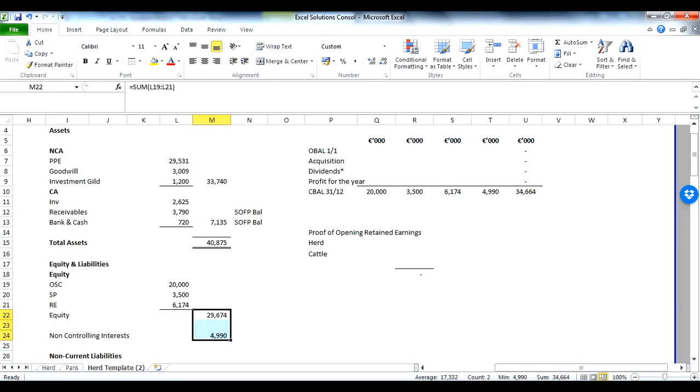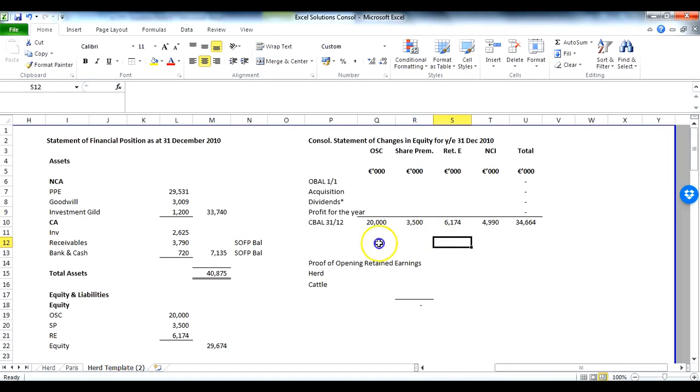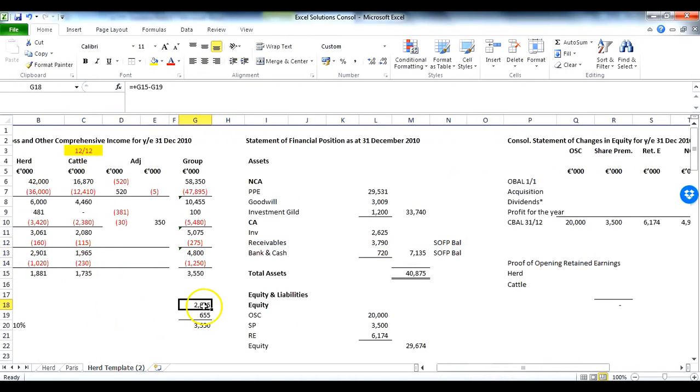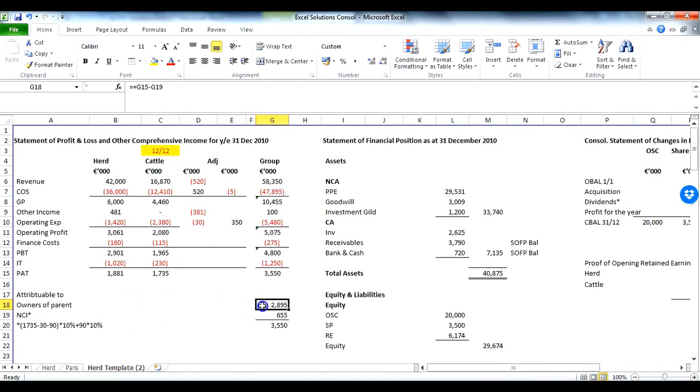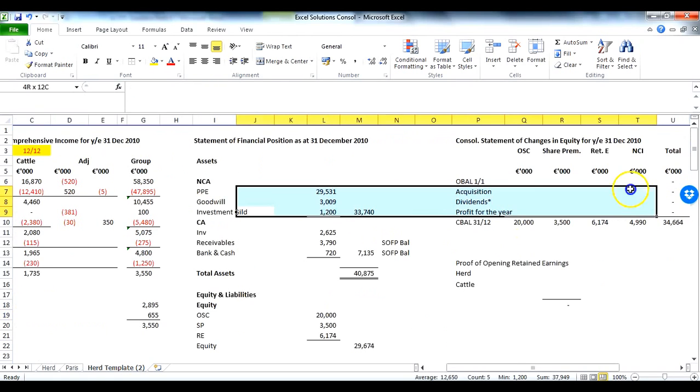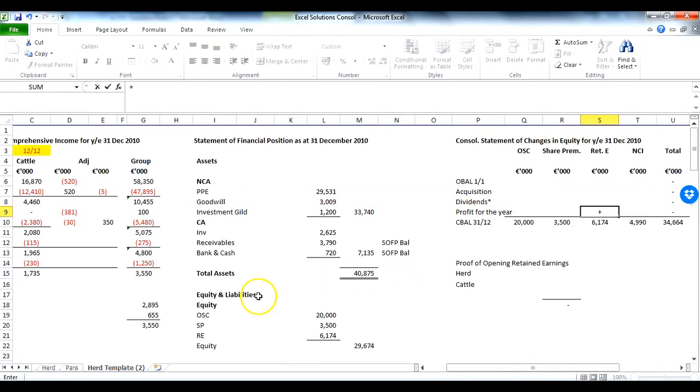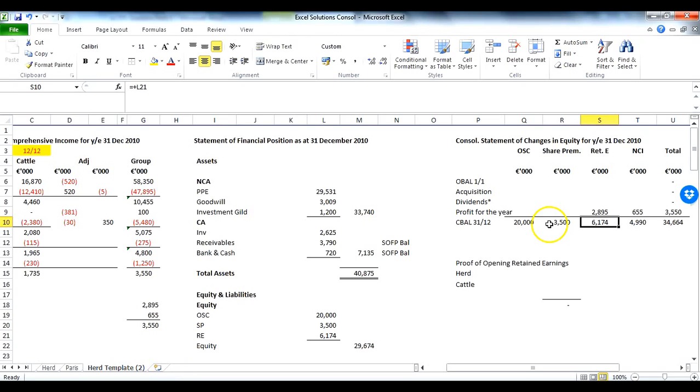So in total 34664, which matches here. We know we had profit for the year, so let's just sub it in. This much was going to the parent in retained earnings, and this much, 655, goes to the NCI. So here 2895, and here is 655. So that's our first element in.